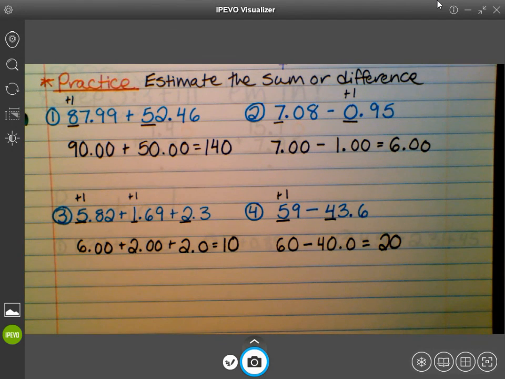Okay, so you should be writing this down as I'm saying it. So it's page 69 and 70. Number 3. Number 4. Number 8. Number 11. And number 12.